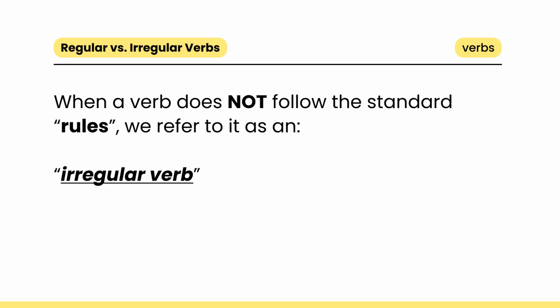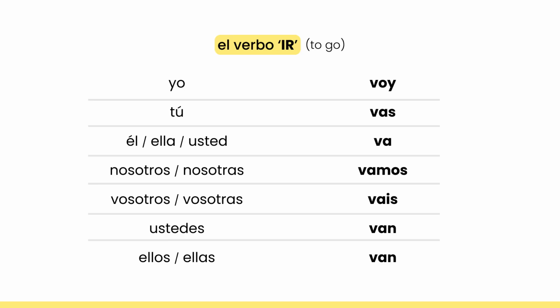So an irregular verb is pretty much a verb that does not follow the standard rules that are set for verbs. And so that's why we refer to it as irregular. And just to have one more example of what an irregular verb looks like, here is the verb ir, which means to go. And so as you can see, the original verb is ir, but as soon as we start conjugating that verb, the ir turns into voy or vas or va, which has nothing to do with the original verb ir anymore.